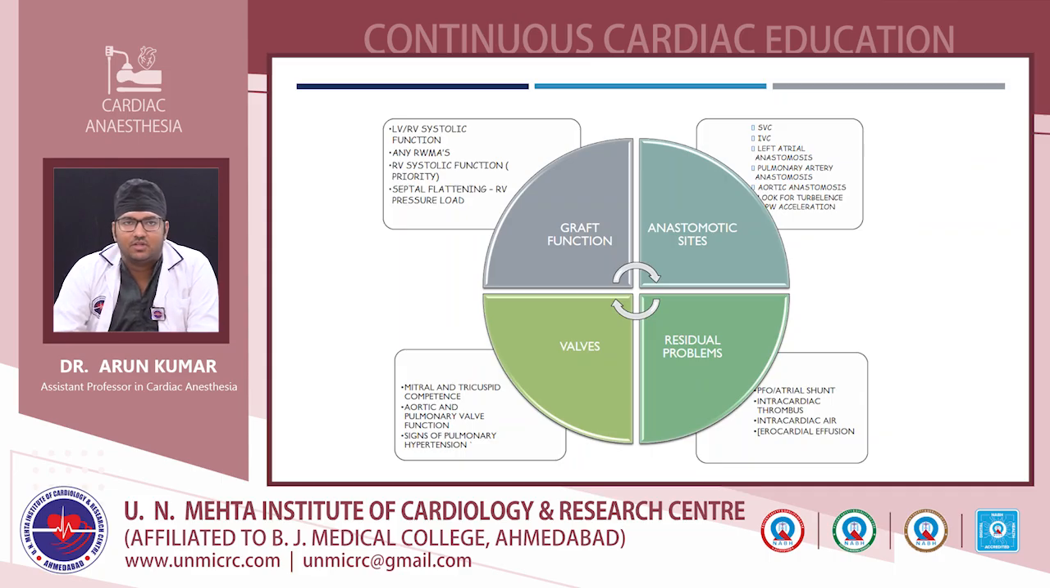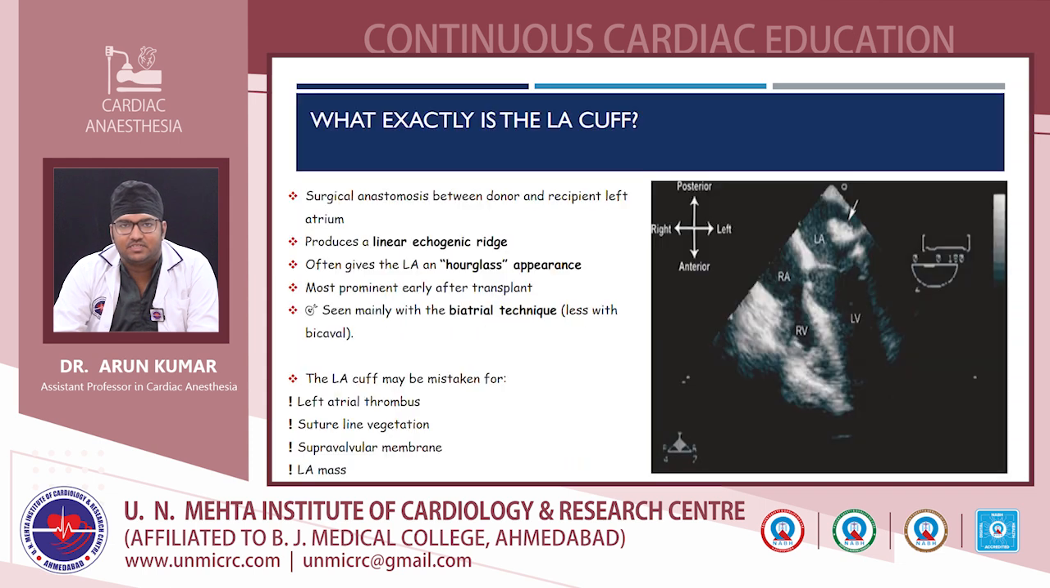The valves, the aortic, tricuspid, mitral, and all the valves should be evaluated thoroughly. And for residual problems, if there is any atrial shunting, any intracardiac thrombus, or any air, all these must be evaluated. All these things can give a hint about early post-transplant complications, which include primary graft dysfunction, RV failure, anastomotic obstruction, pericardial effusion, intracardiac thrombus, and acute graft rejection.